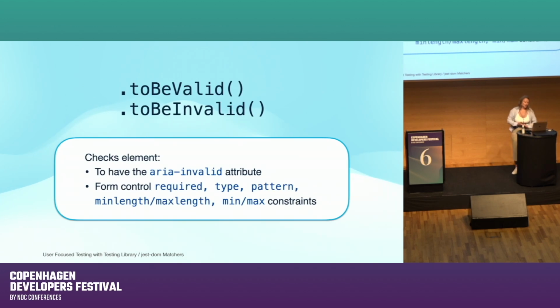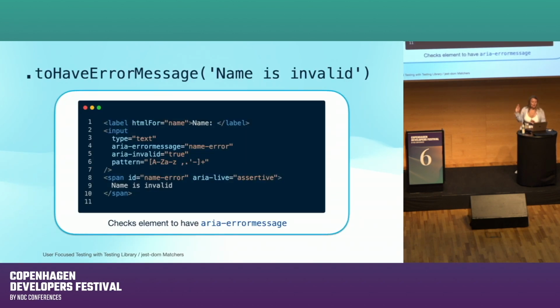These matchers check for the ARIA invalid attribute or for form elements to conform to the required type, pattern, min-max, or minlength and maxlength constraints. toHaveErrorMessage checks whether the element has an aria-errormessage attribute that references an element with the given error message.